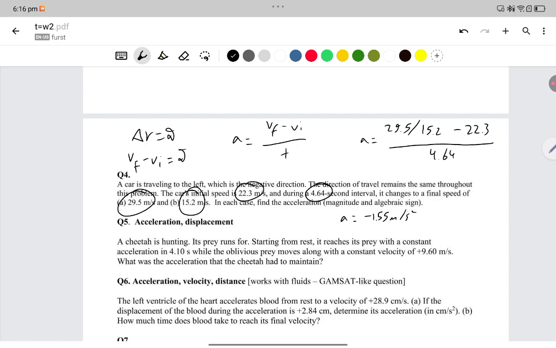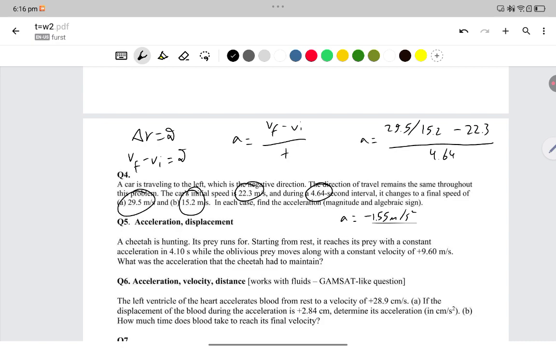What does this mean? The acceleration is, it means the car is speeding up in the negative direction. That's what it means. We have 1.55, so every second the car speeds up by 1.55 meters, and it's increasing speed in the negative direction.